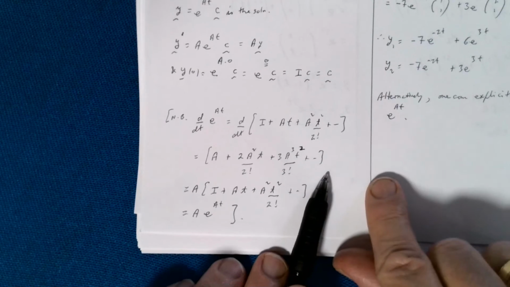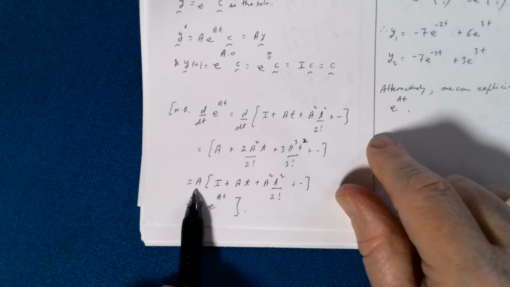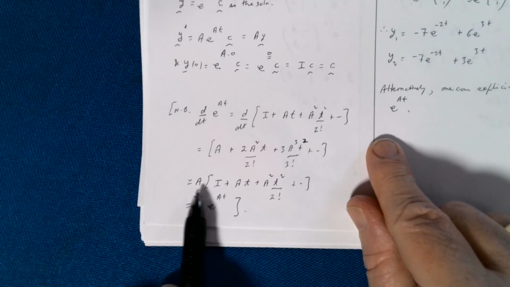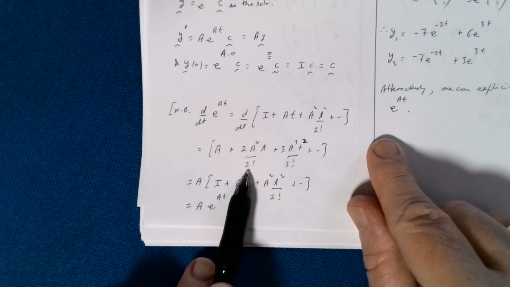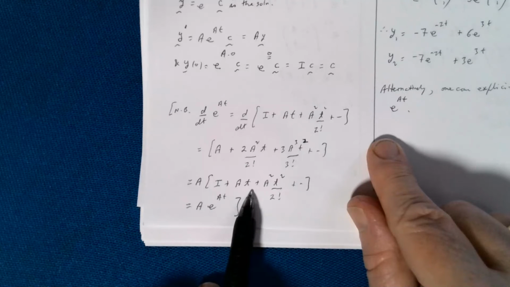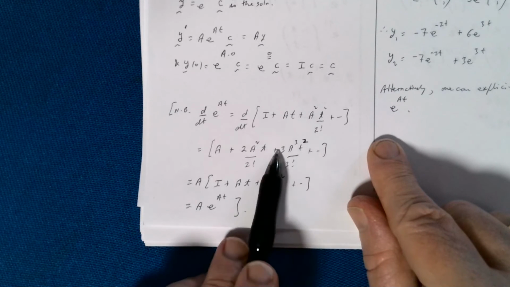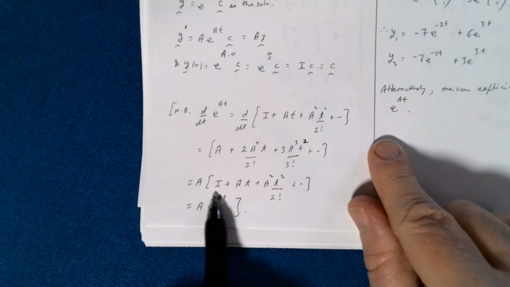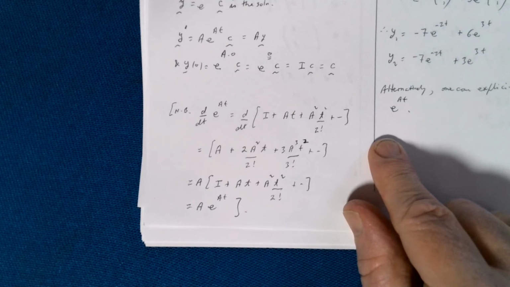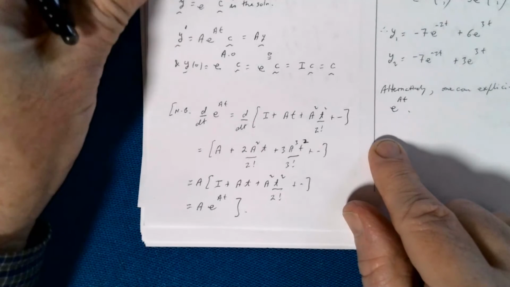And then out of that you can factor an A out, it'll be a common factor, you'll get an identity. You'll have an A left. 2 on 2 factorial is just 1, so that gives you AT. 3 on 3 factorial is 1 on 2 factorial. And I've taken an A out. And of course you'll observe here that this is just e to the AT. So differentiating in this way is allowable.